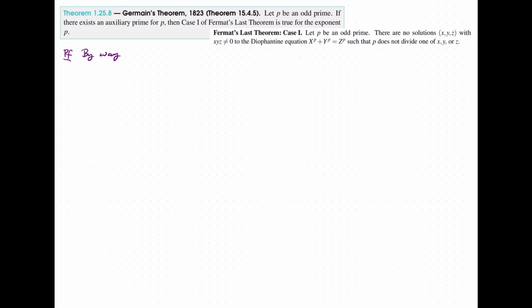So by way of contradiction, suppose that case 1 of Fermat's theorem is false for some odd prime p.